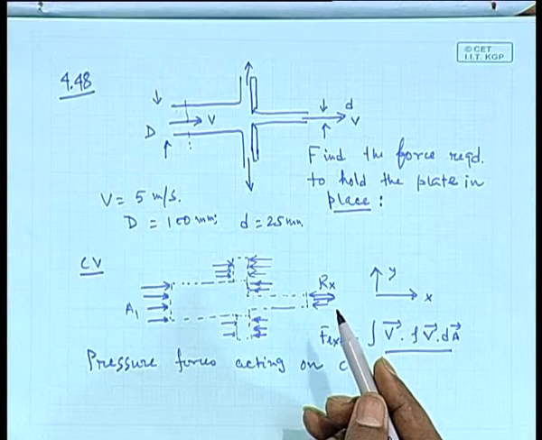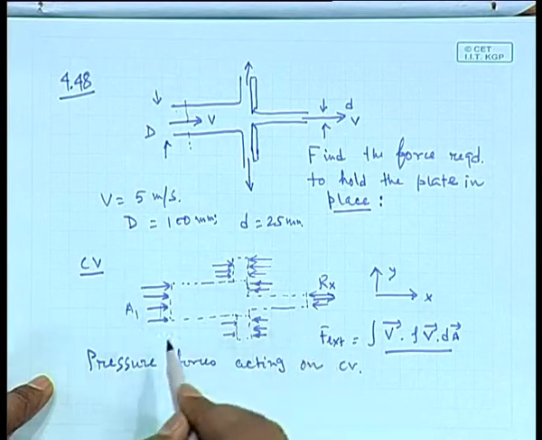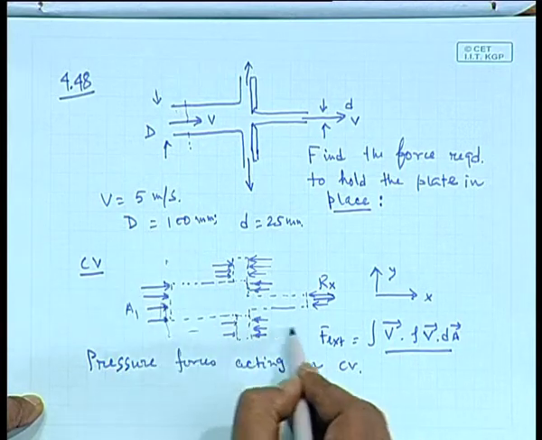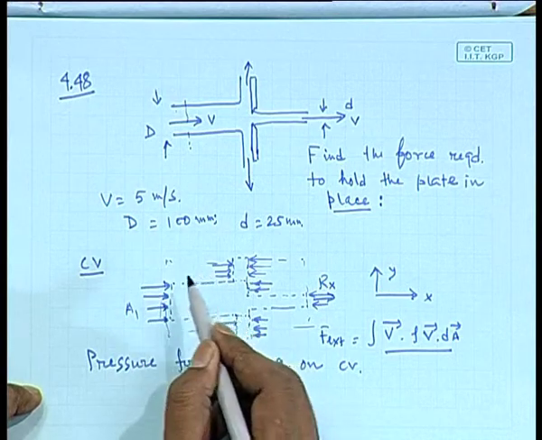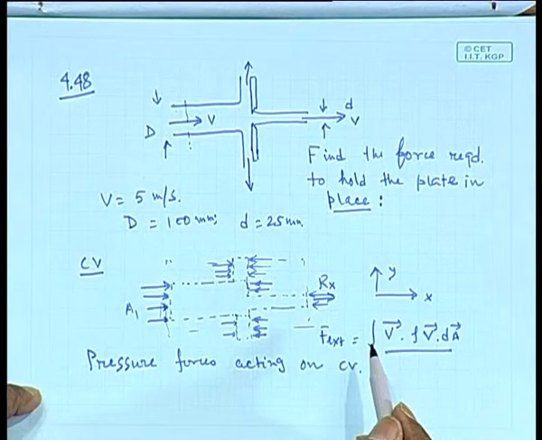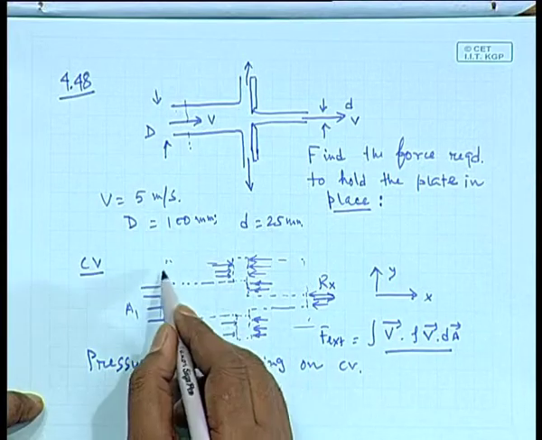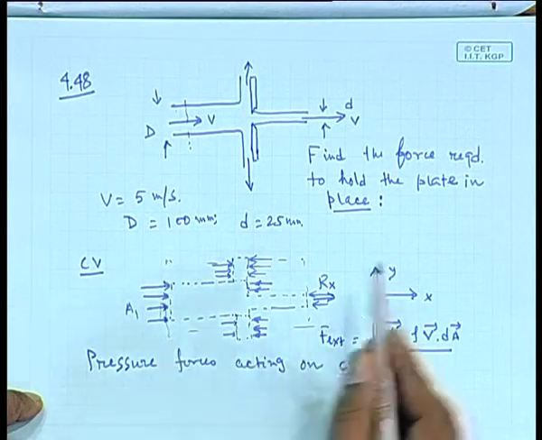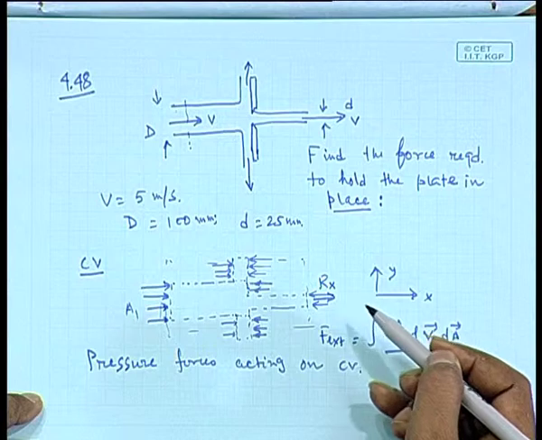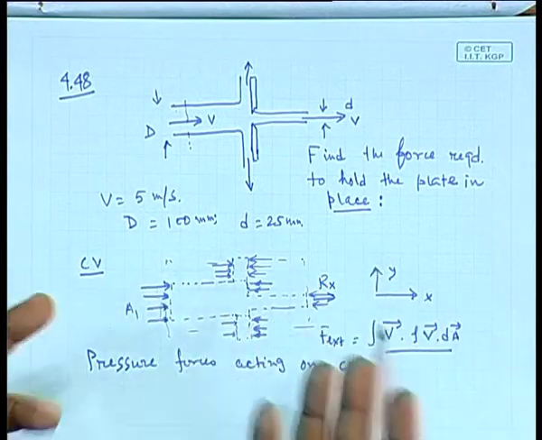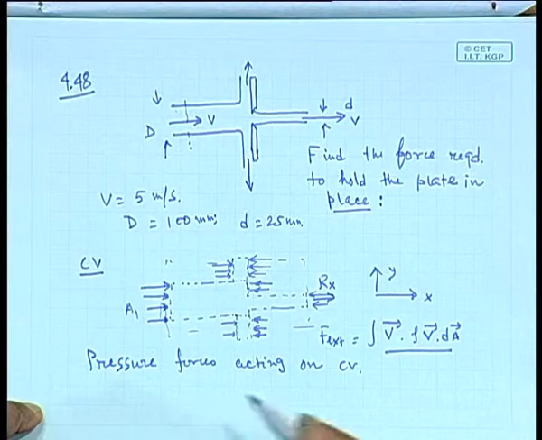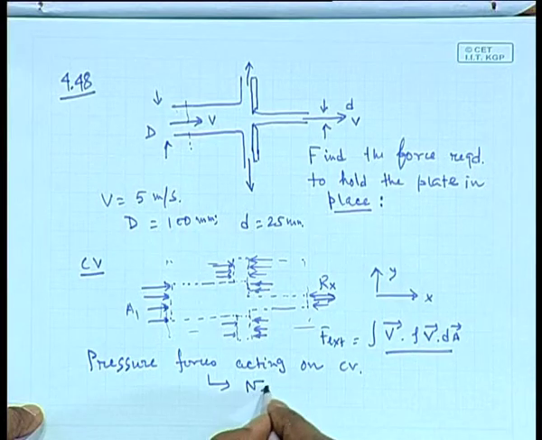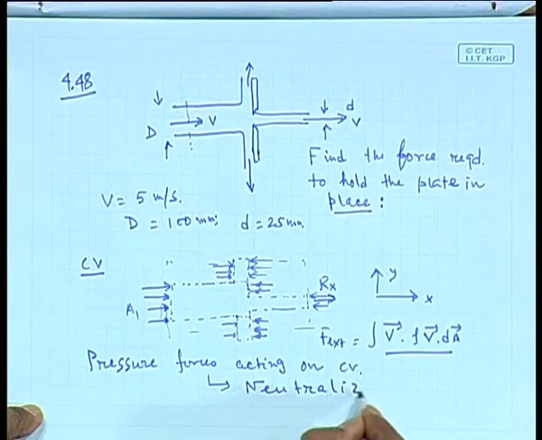Another choice of control volume is to enclose the whole thing like a box. Either this can be a control volume or the whole thing can be a control volume. It absolutely does not matter in this problem. If you take the whole as a control volume, the total pressure force on this face is atmospheric pressure over the area A1. The total pressure on this side will be atmospheric pressure over the area A2, and A2 is equal to A1. So it does not matter. The net pressure force is neutralized.